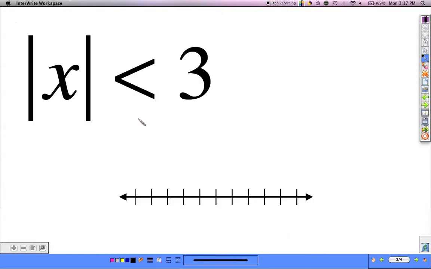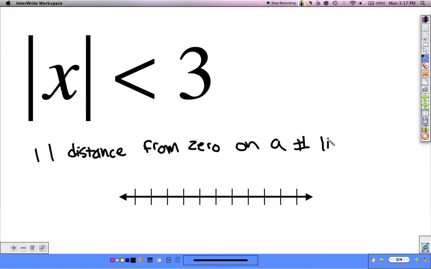Okay, so we have the absolute value of x is less than 3. Now, if you remember, the absolute value means we're talking about the distance from 0 on a number line. So if I say that the absolute value of x is less than 3, then I'm going to say that the distance from 0 is going to be less than 3 units on a number line.